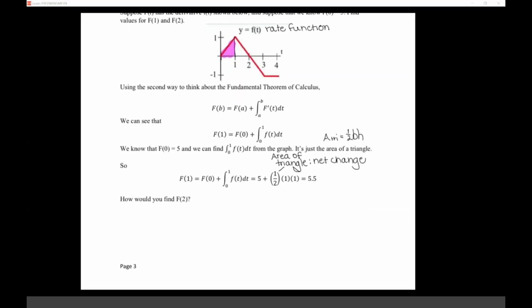Okay, anybody have any ideas how we'd start finding f of 2? Can you explain how we would find f of 2, where f is the antiderivative function evaluated at 2? How would we find that using this strategy? Anybody have any thoughts?